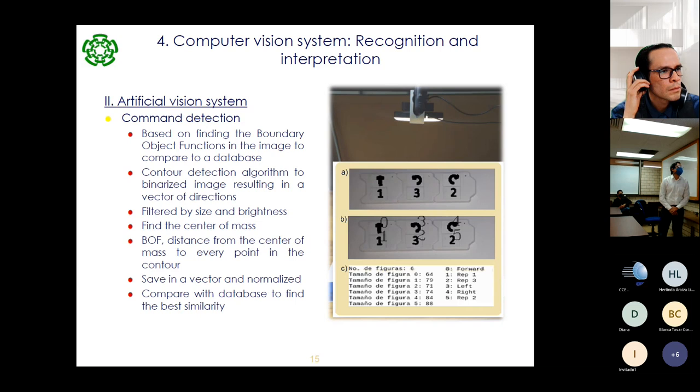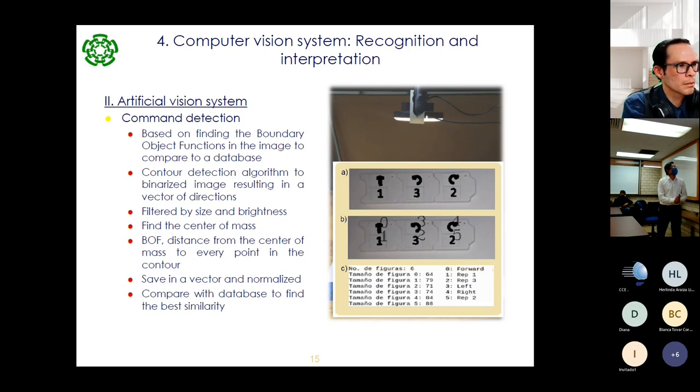The third stage of the artificial vision system is the command detection, which is based on finding the boundary object functions in the image to compare to a database. The first step is to use a contour detection algorithm on the binarized image, resulting in a vector of directions. These directions point to locations along the edge of every symbol found. Then this vector is filtered by size and brightness to remove noise from the original image that might remain from the pre-processing. And we look for the center of mass.